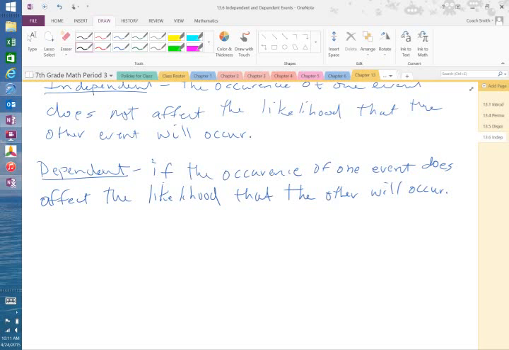Now, as we look at example 1, the question says a jar contains 5 red and 7 blue marbles. You randomly choose a marble, put it back, then randomly choose another marble. Are the events to choose a red marble first and to choose a blue marble second independent or dependent? What did you put? Independent. They're independent of each other.